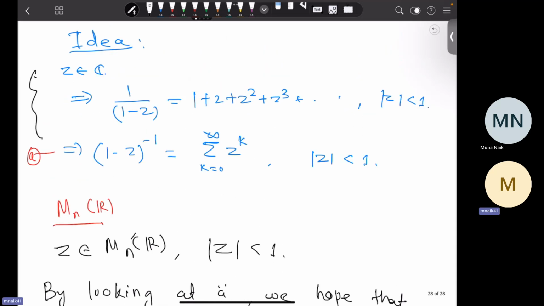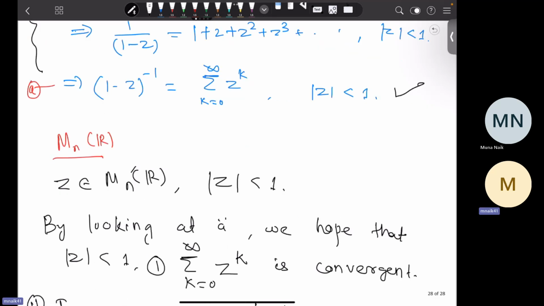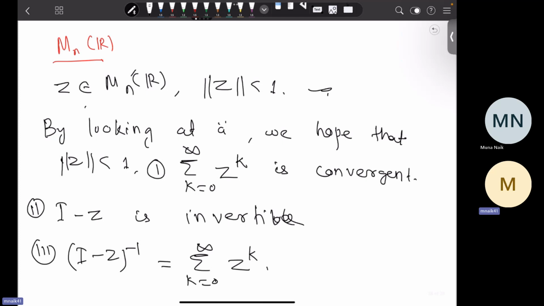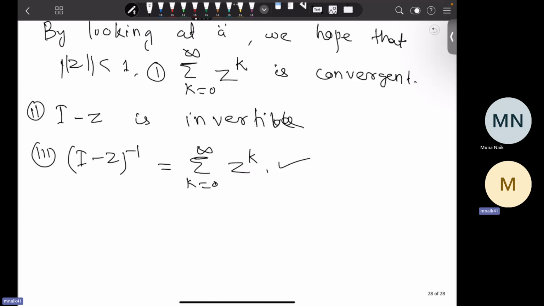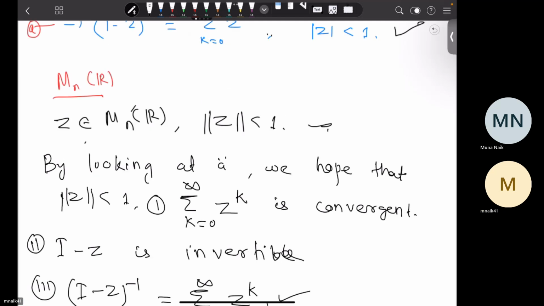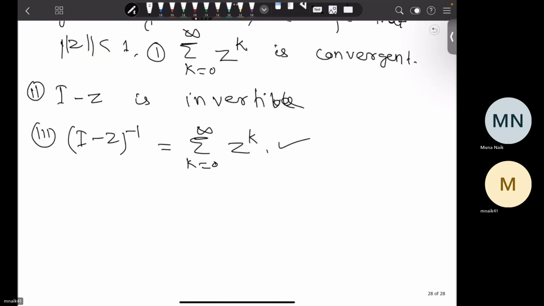So what I'm saying is that for the complex plane we have a series like this. Looking at this, we want to generalize this series for M n R. Analogously, we take Z belongs to M n R, and our guess is that if the operator norm of Z is less than 1, then the series sum of Z to the power K, K equal to 0 to infinity, is convergent, and I minus Z is invertible, and I minus Z inverse is equal to the sum of Z to the power K, K equal to 0 to infinity.